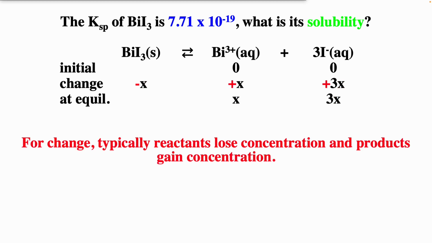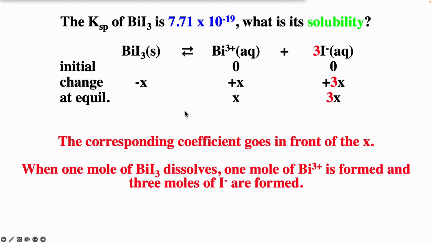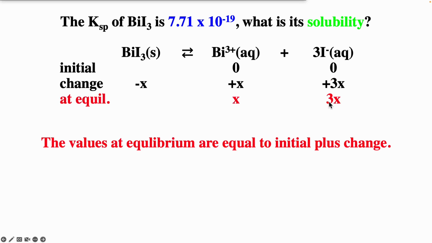Now for change, typically reactants will lose concentration and products will gain, and so that's why I have a negative for the reactants and positive for the products. The coefficient in front goes in front of the X, so we're starting with a coefficient of 3 in front of the iodine. That actually comes down to be in front of the X. The values at equilibrium are equal to the initial plus the change. So initially we had no bismuth ions or iodide ions. And then when X dissolves, we'll get X of that and 3X of that. 0 plus X gives us X. 0 plus 3X gives us 3X.